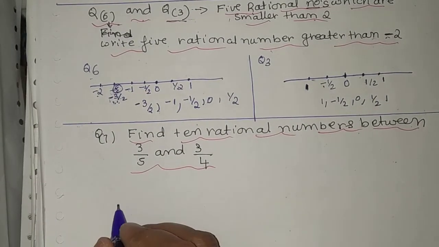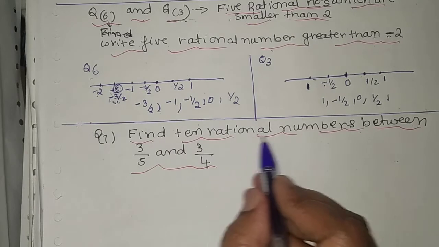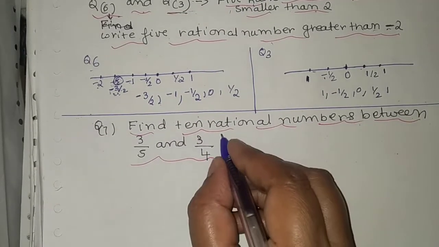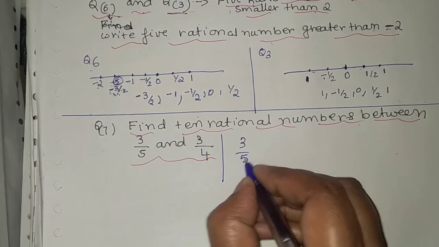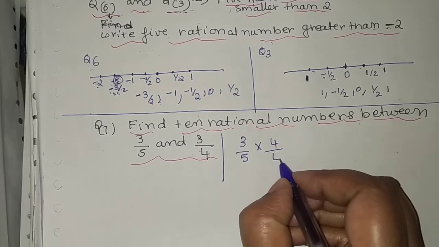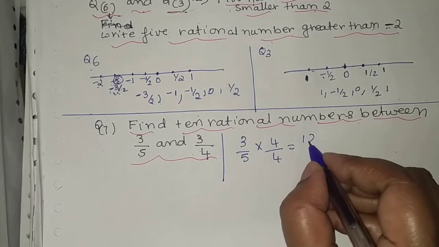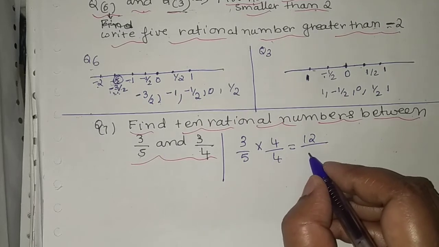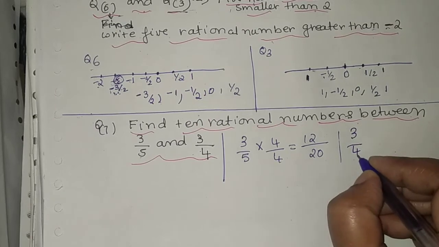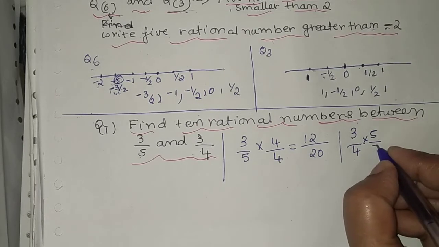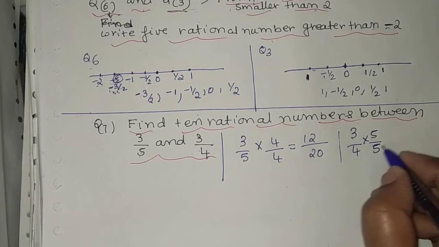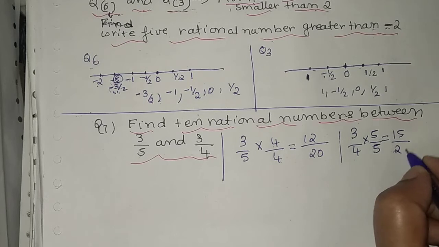So we move on to question 7. What is question 7? Find 10 rational numbers between 3 by 5 and 3 by 4. So we'll start the problem. 3 by 5, we multiply by 4 by 4 to make the denominator equal. We get 12, 4 3s are 12, then 5 4s are 20. Next is 3 by 4 into 5 by 5. We multiply this by 5 by 5. This will become 15 by 20.